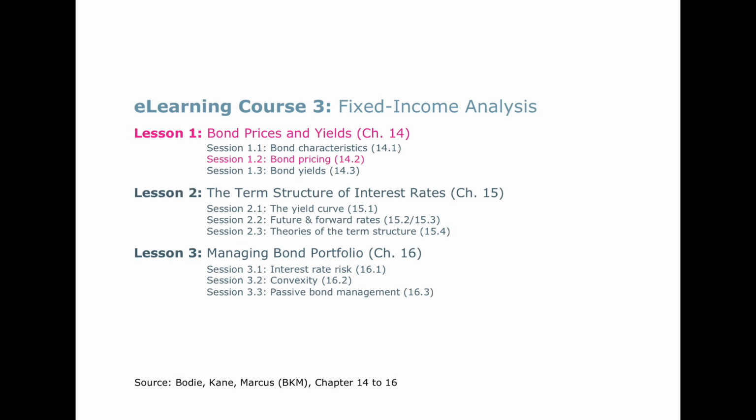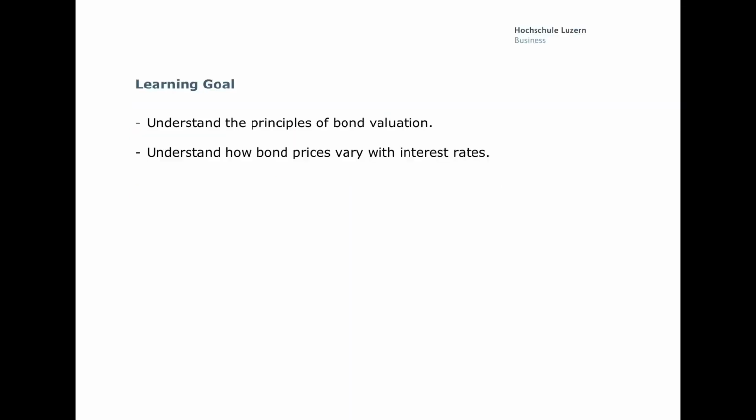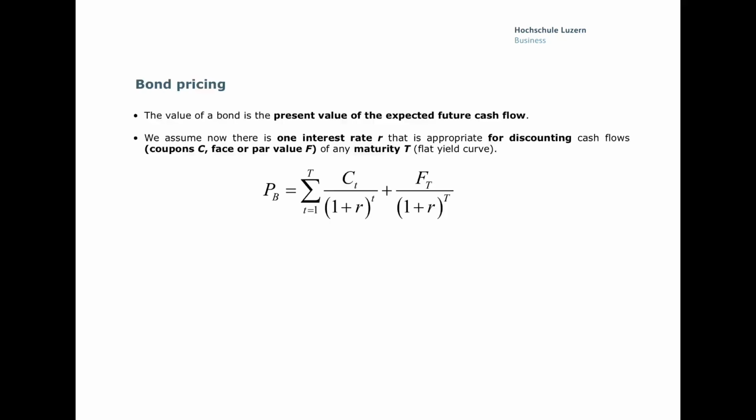In this session, we will illustrate how to value or price a bond by discounting the bond's expected future cash flows by an appropriate discount rate. The second learning goal is to show how the bond price varies with the applied discount rate. The learning goal of this session is to understand the principles of bond valuation as well as to understand how bond prices vary with interest rates.